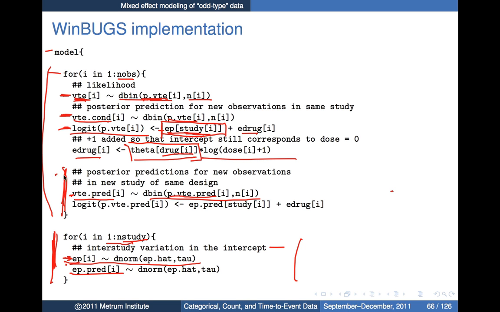Whereas the population predictions is you're asking a different question. You're asking what would happen if I took a whole new set of subjects, same number of them, gave them the same doses as I did in the original study, but it's a new group of subjects. What would I predict? And that's what these population predictions will be.